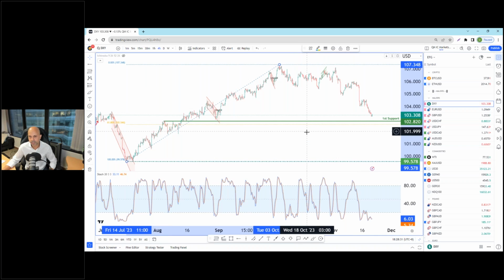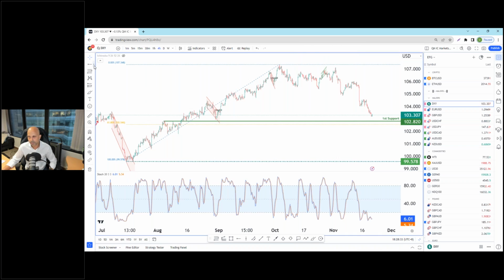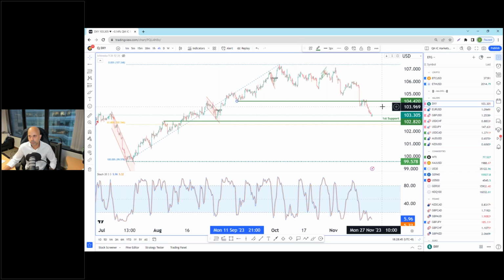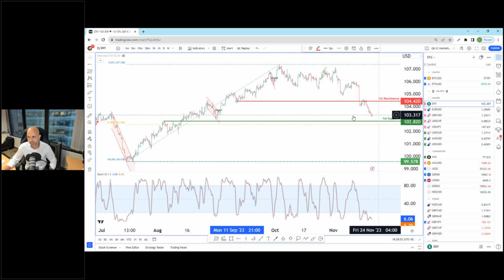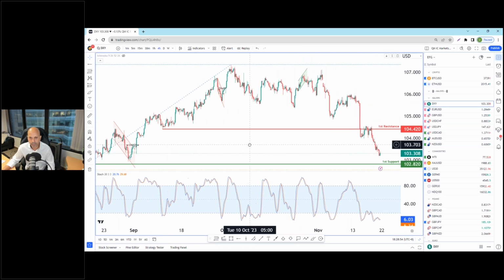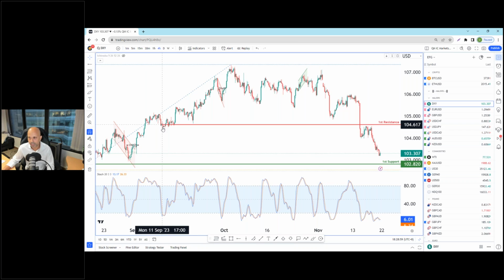With regards to the resistance, there's a decent case for a pullback resistance level around here. It's just an overlap, a pretty strong overlap level. So this is where I would identify the first major resistance for the dollar index, which is at 104.42. Let's zoom in a little bit now, because this is a pretty strong overlap level.